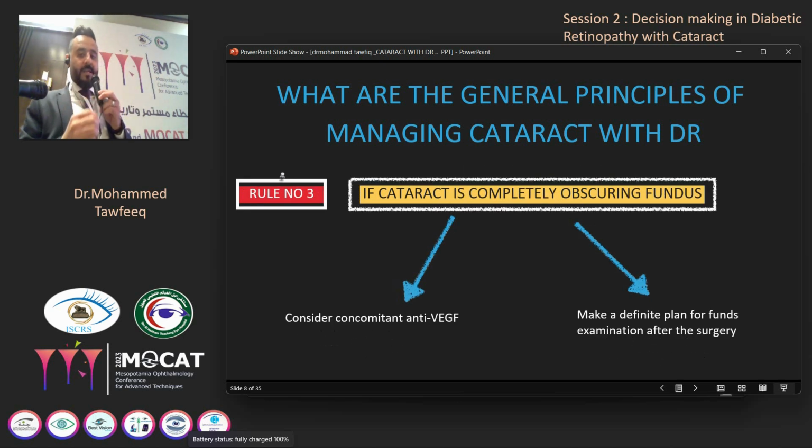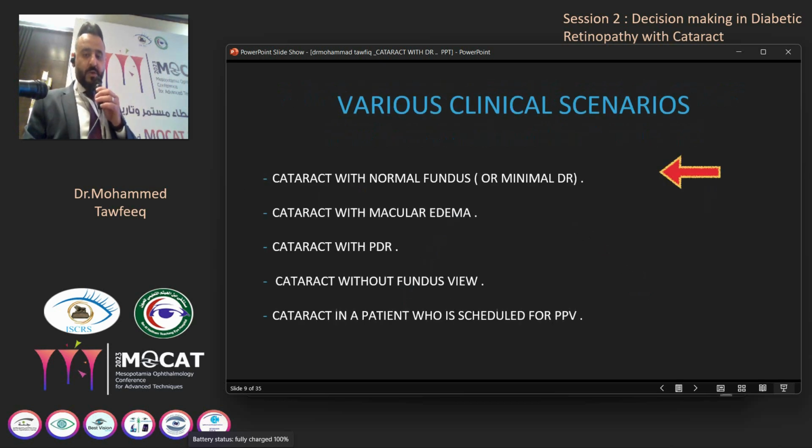Rule number 3: if cataract is completely obscuring the fundus, يعني أنا عندي cataract, white cataract, mature cataract, I cannot assess the fundus. What I have to do is either consider a concomitant anti-VEGF at the same time as cataract surgery, or put a plan for the surgery. So let's take this scenario one by one and assess them.